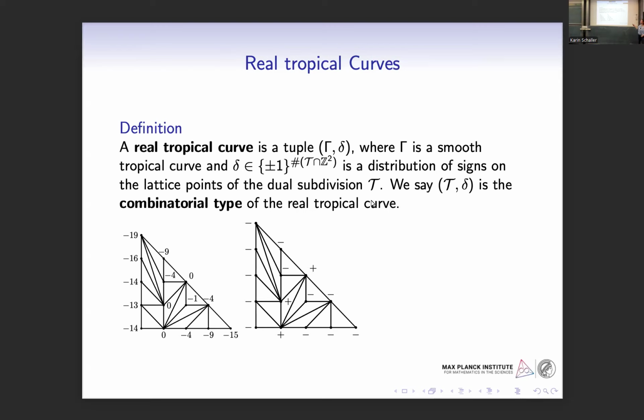So let me introduce you to the real tropical curve. For us, it will be a couple: a smooth tropical curve together with a sign pattern on the lattice points. As I said before, when we fix a lift of our tropical quartic, the signs of the coefficients of the algebraic quartic are what matter, and these signs are what we look at. The sign pattern on the lattice points, together with the unimodular triangulation of the quartic curve, is what we call the combinatorial type.